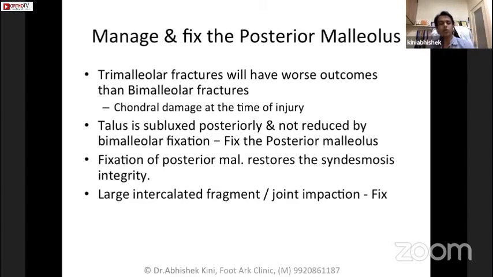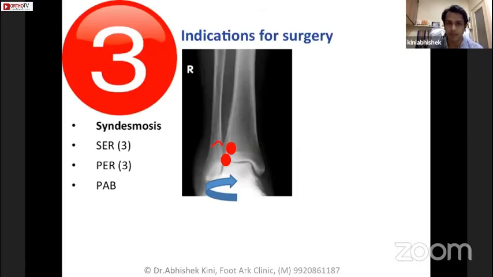There is also a big school of thought that fixing the posterior malleolus restores the syndesmosis integrity, because a big chunk of the PITFL is attached to this posterolateral fragment, and getting it back into anatomical position restores the tension of the PITFL. And also you need to reduce large intercalated fragments or joint impaction fragments. You need to fix them.